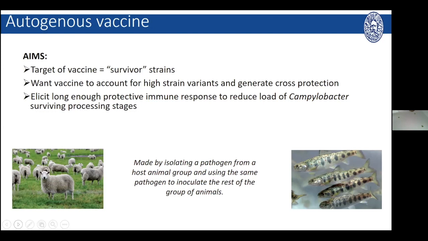One good way that we thought of doing this would be to use autogenous vaccines. Autogenous vaccines are very old-fashioned, simple, easy vaccines that have been commonly used in the farming world. They're described as an isolate or a pathogen that is taken from a particular herd or a particular farm, and that same isolate is then used in a vaccine to inoculate the remaining animals within that herd or farm. One benefit to using autogenous vaccines for Campylobacter is that you can use multiple strains within the same vaccine.